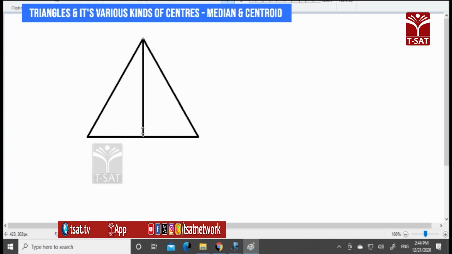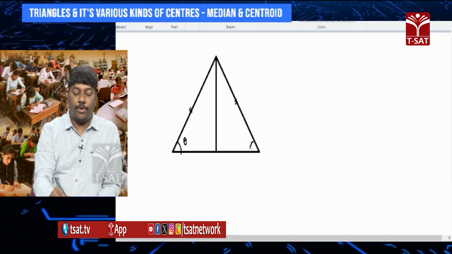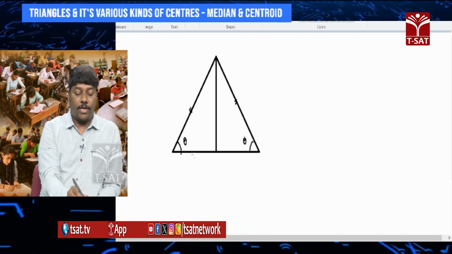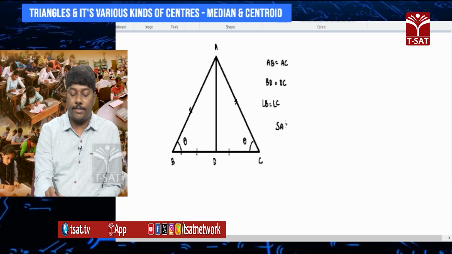What do we mean by an isosceles triangle? Two sides are equal and their opposite angles are also equal. Therefore, these two are theta and theta. It is also a median because I am drawing a median. If you look at triangles ABD and ADC, two sides are equal, that is AB is equal to AC, BD is equal to DC, and the corresponding angle B is equal to angle C.